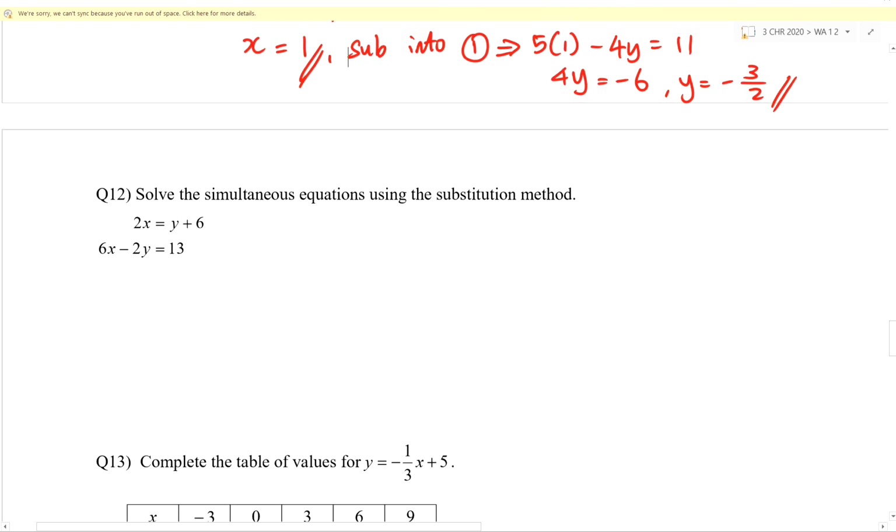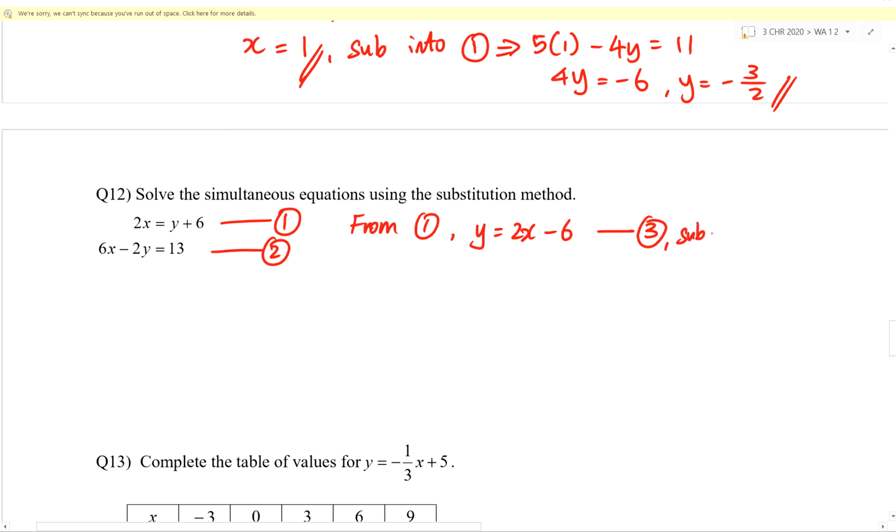So now using the substitution method, it is similar. We've got equation number 1 and equation number 2. Now equation number 1 contains a variable with a coefficient of 1. So in this case, it is y. So let's make y the subject. From equation number 1, y has a value of 2x minus 6. So I subtracted 6 on both sides. So let's call this equation number 3.